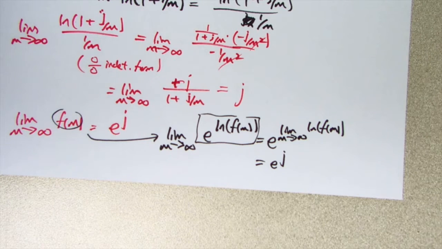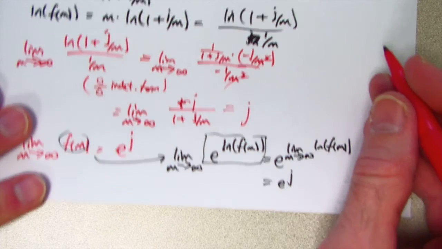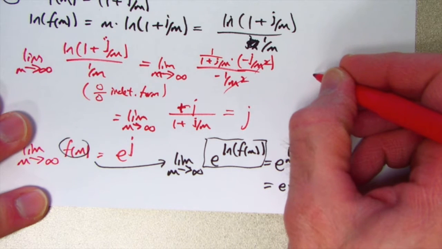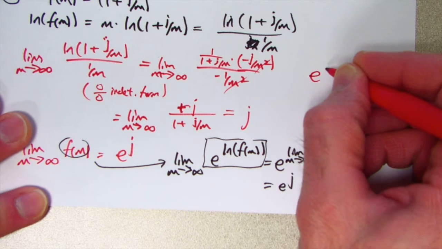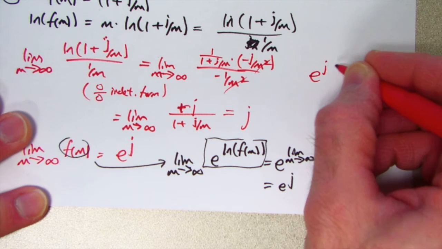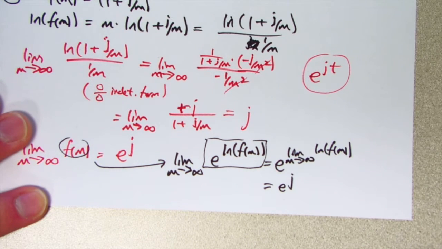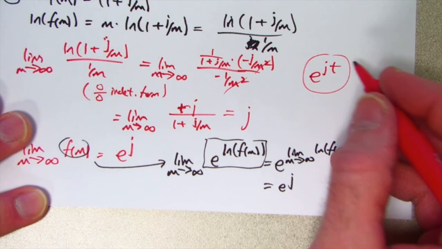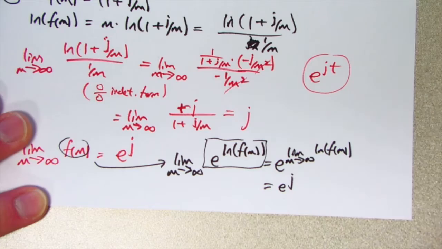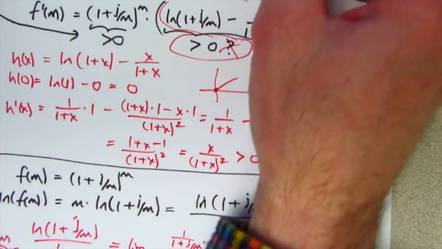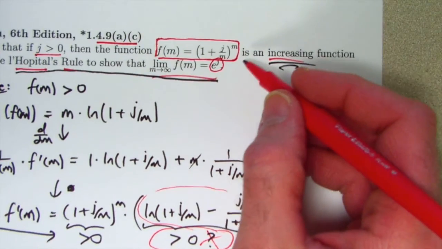I realized after stopping the video that I really should have said a little bit more, even though the video was long. We get e to the j here. I should really relate this to continuous compounding. The expression e to the j times t represents continuous compounding at continuous rate j over time, and when time is 1, this would equal e to the j, and that would be what $1, say, would grow to in 1 year.